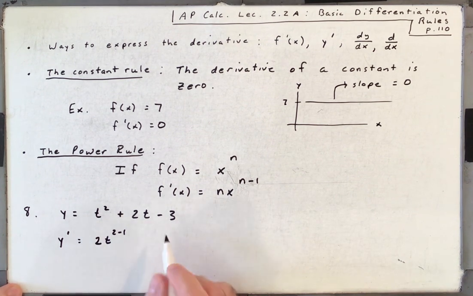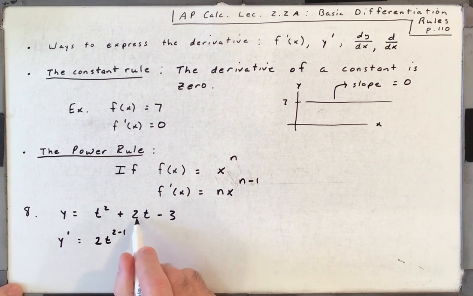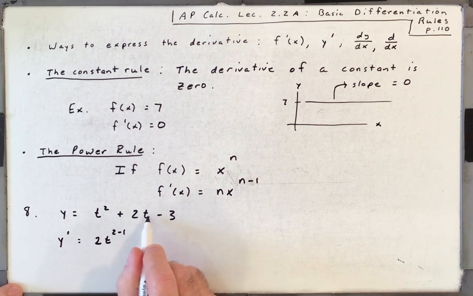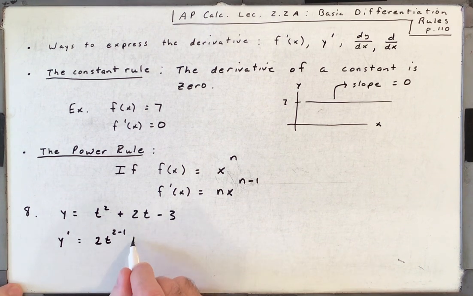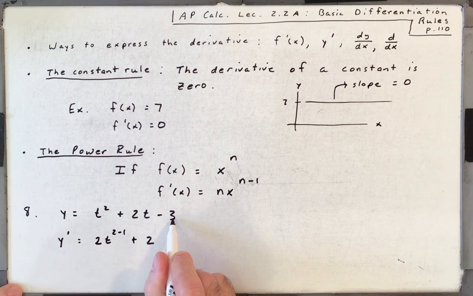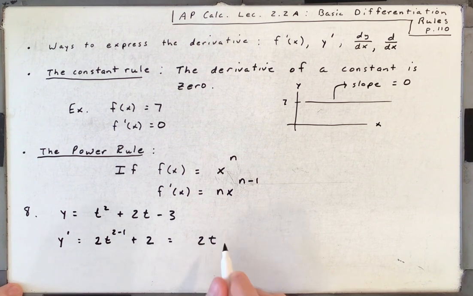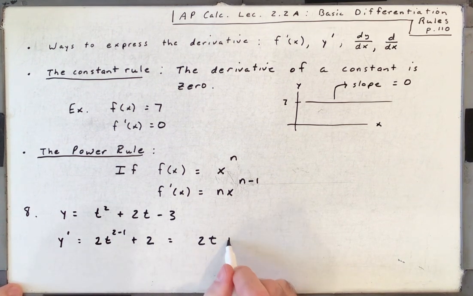Now you'll be able to do this in your head after you practice it. Now we just said the derivative of 3x was 3, so the derivative of 2t would just be 2. And the derivative of negative 3 is 0. So that's going to be 2t to the first power. It's the first power. We don't have to write it. So it's just 2t plus 2.